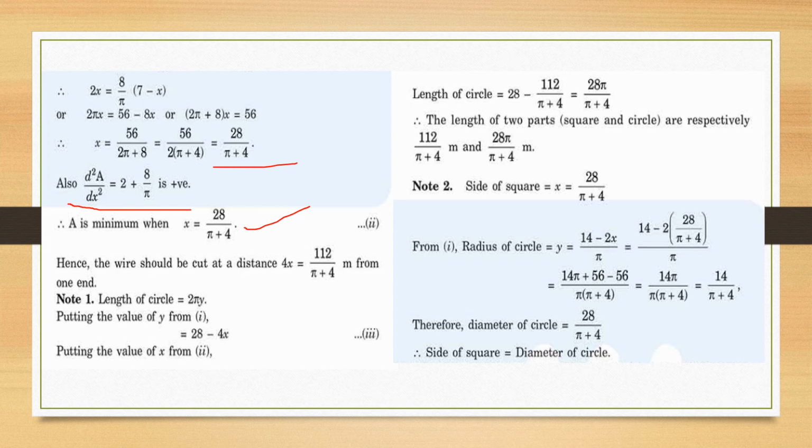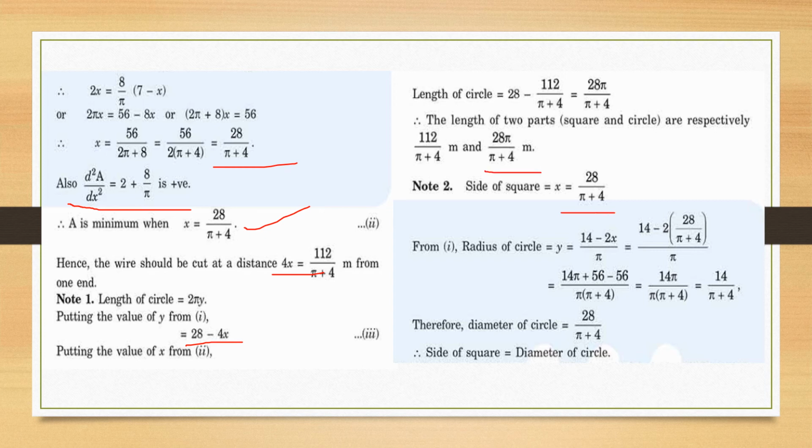Hence the wire should be cut at a distance of 4x, meaning the perimeter part, that is 112 upon 4 into this complete, that is 112 upon pi plus 4 meters from one end. And the length of the circle is 2 pi y. So when you put the value 28 minus 4x, you will get 28 minus this complete, that is your y part, which is 28 pi upon pi plus 4.